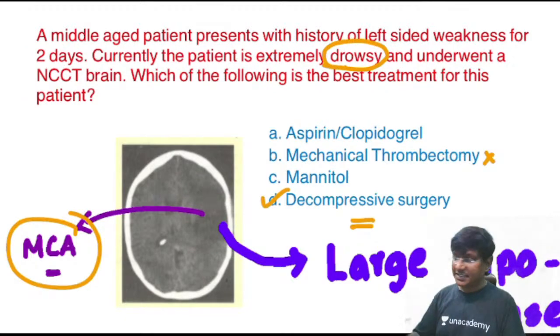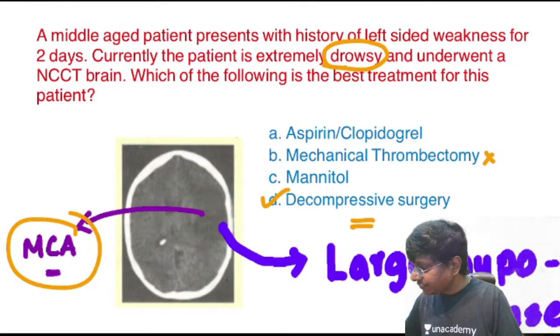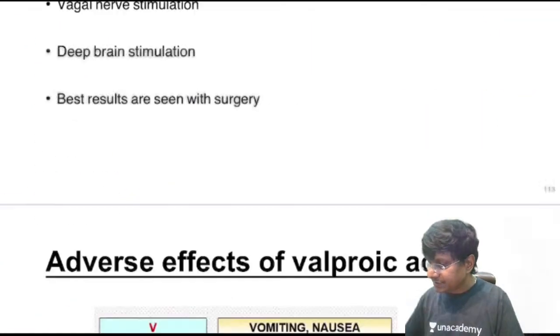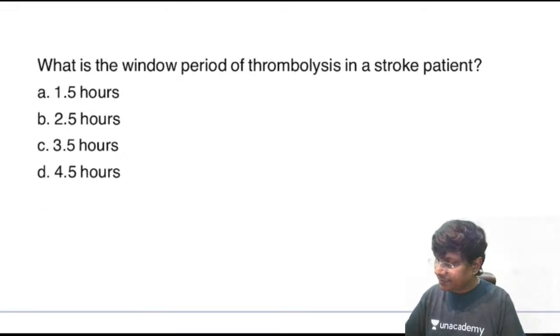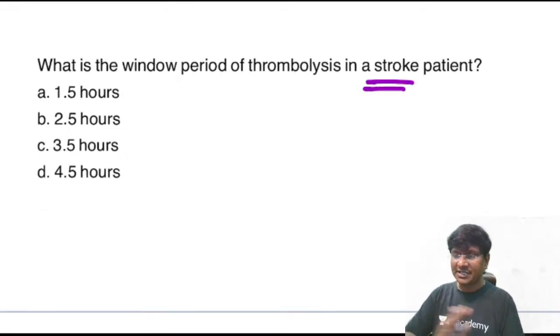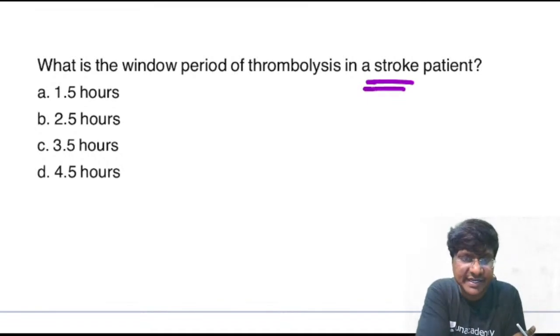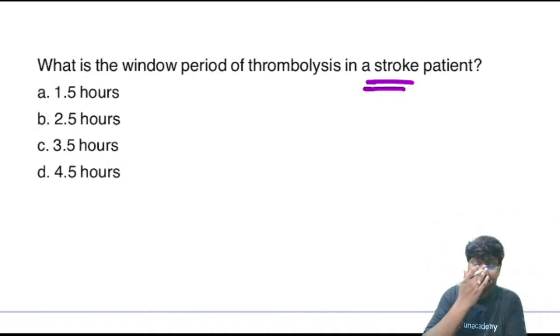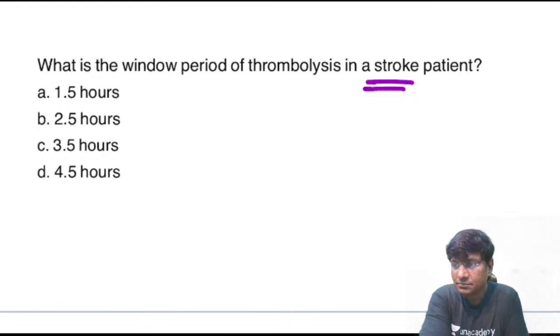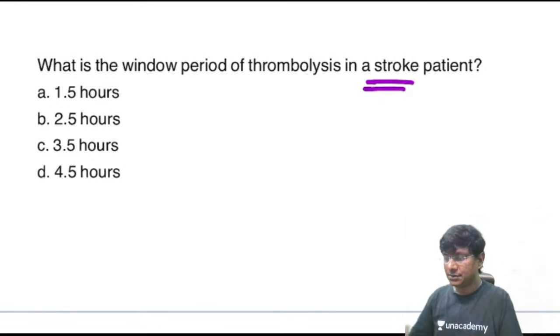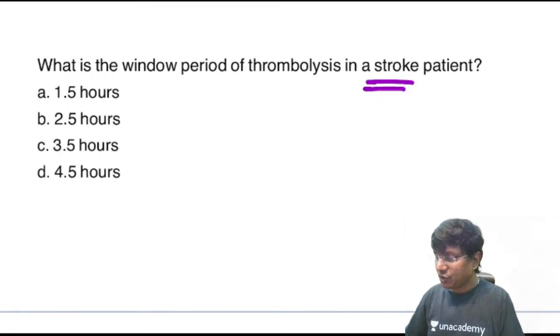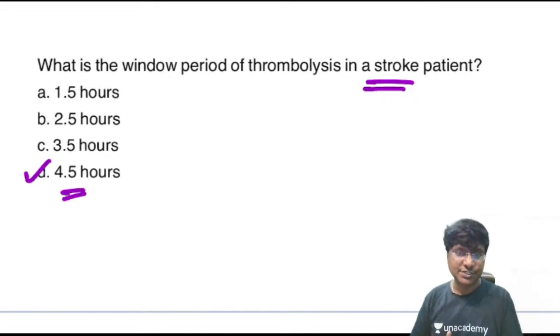Next, after having discussed when to do the decompressive surgery, what is the window period for thrombolysis in a stroke patient? I think this you should not miss. This is a very simple and easy question, right? You should not miss this at all. So the window period for thrombolysis is 4.5 hours.